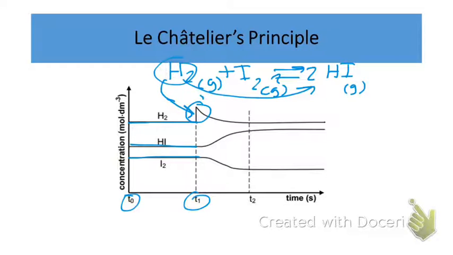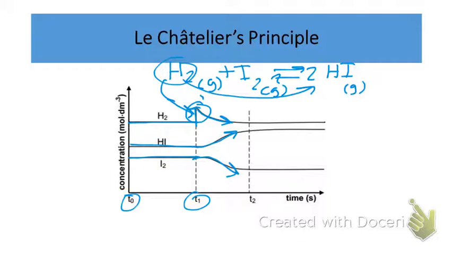So if it's going to shift to the right, then we should see a decline in the hydrogen gas concentration. We should see a decline in the iodine concentration, but an increase in the HI concentration, which we do. Notice that initially the hydrogen concentration goes up, and then it's going to go down. HI concentration also goes down as it reacts with the hydrogen gas, and then we're going to create more product. The product concentration goes up.